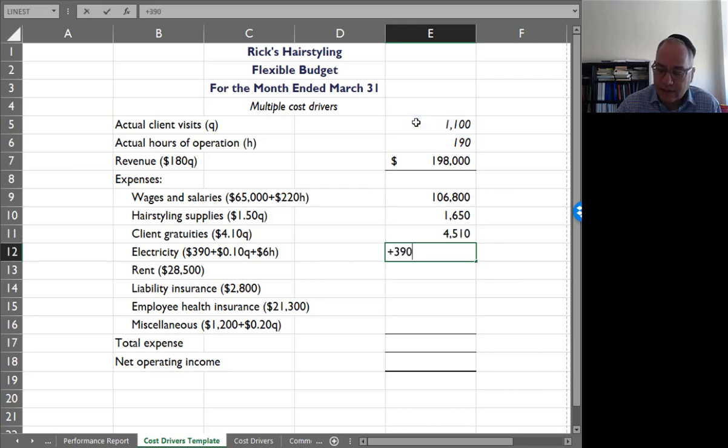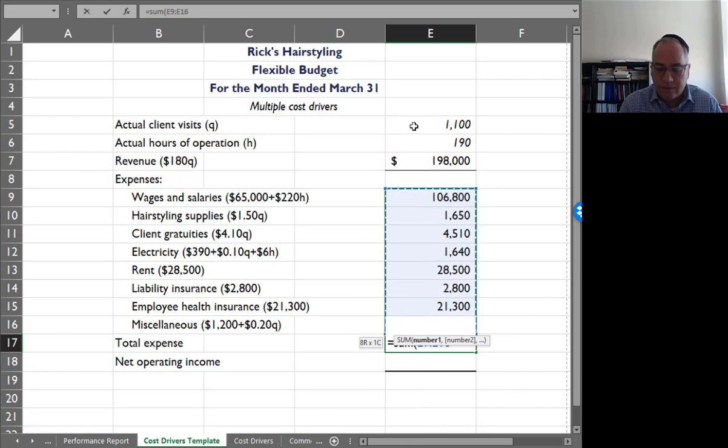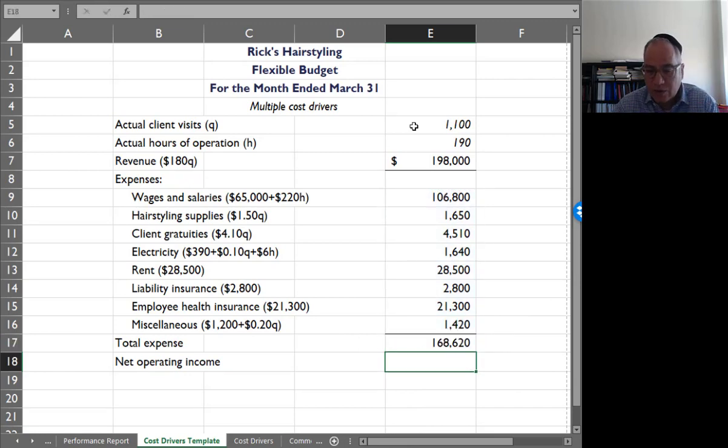Electricity is 390 plus 0.1 times Q plus 6 times the number of hours, or 1,640. Rent is still fixed at 28,500. Liability insurance is fixed. Employee health insurance is fixed. Miscellaneous is 1,200 plus 0.2 times Q, or 1,420. So the sum of the expenses is 168,620, and revenues minus expenses comes out to be 29,380.